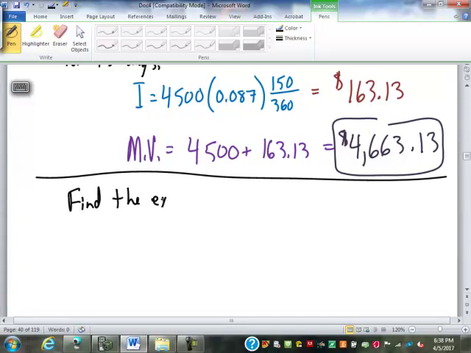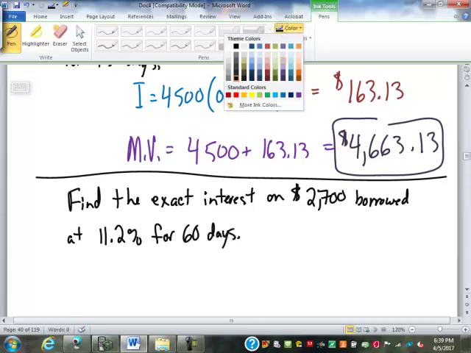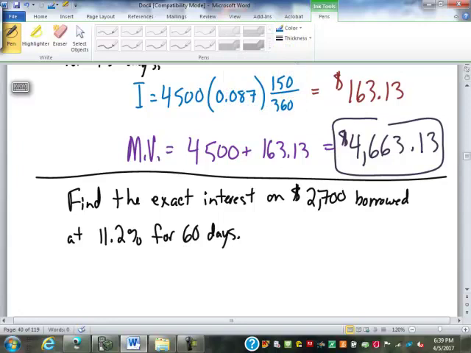Find the exact interest on $2,700 borrowed at 11.2% for 60 days. Maybe try that one in your notes. We'll talk about it in a minute or so.